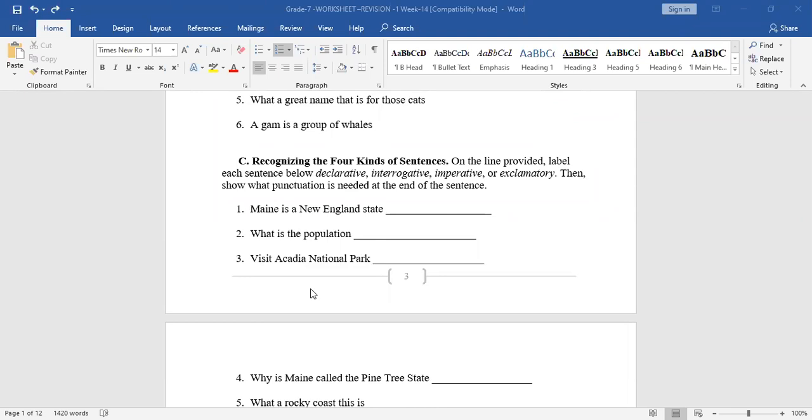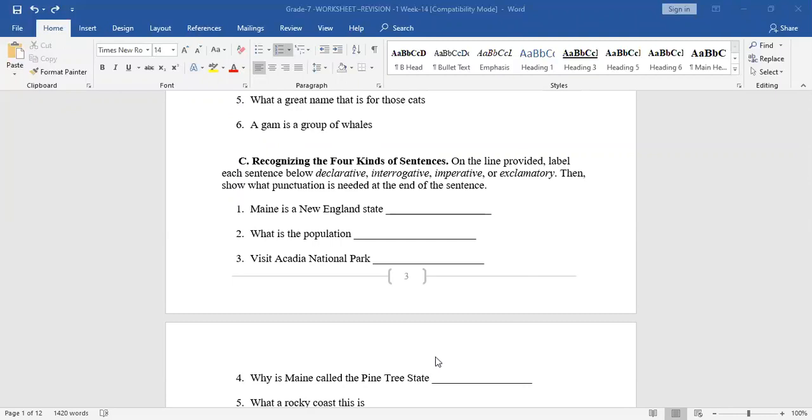On the line provided, label each sentence below: declarative, interrogative, imperative, or exclamatory. Then show that punctuation is needed. What punctuation? The mark. What punctuation is needed at the end? Okay, fine.